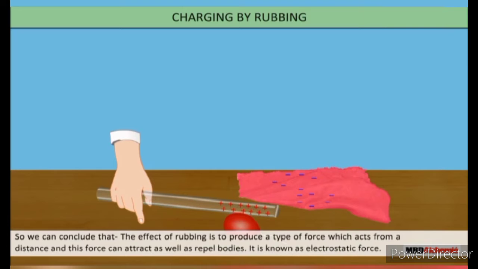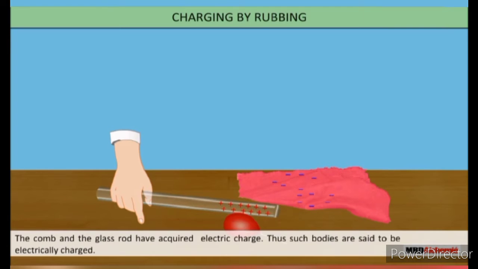So, we can conclude that the effect of rubbing is to produce a type of force which acts from a distance, and this force can attract as well as repel bodies. It is known as electrostatic force. The comb and the glass rod have acquired electric charge. Thus, such bodies are said to be electrically charged.